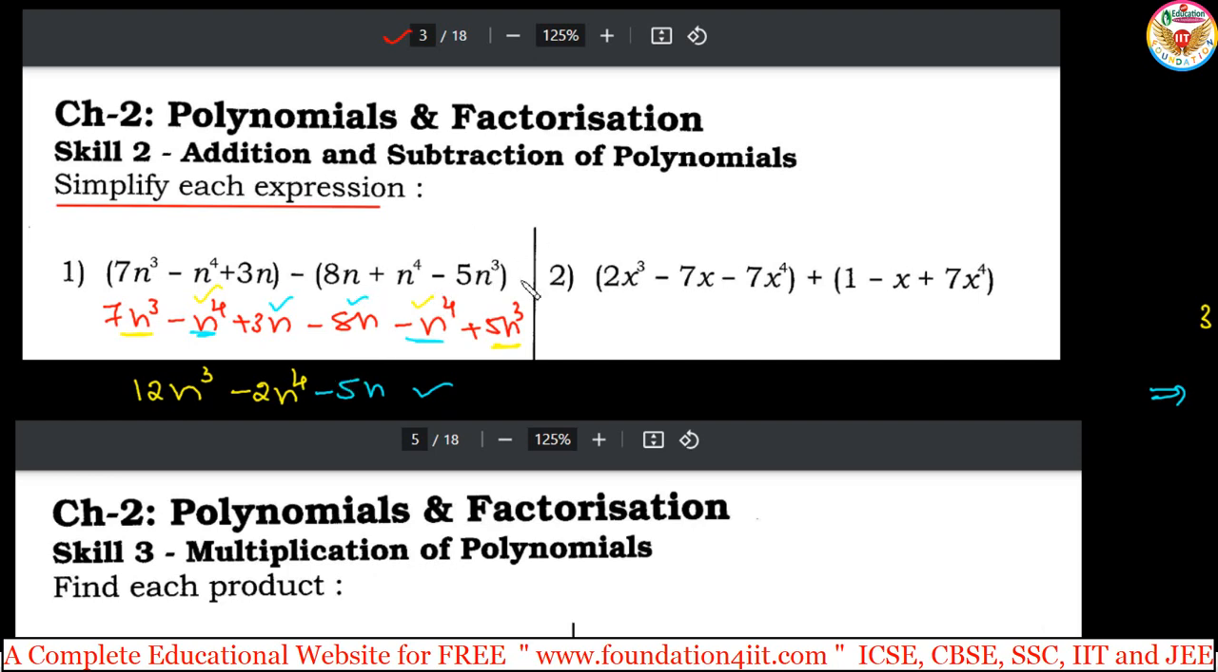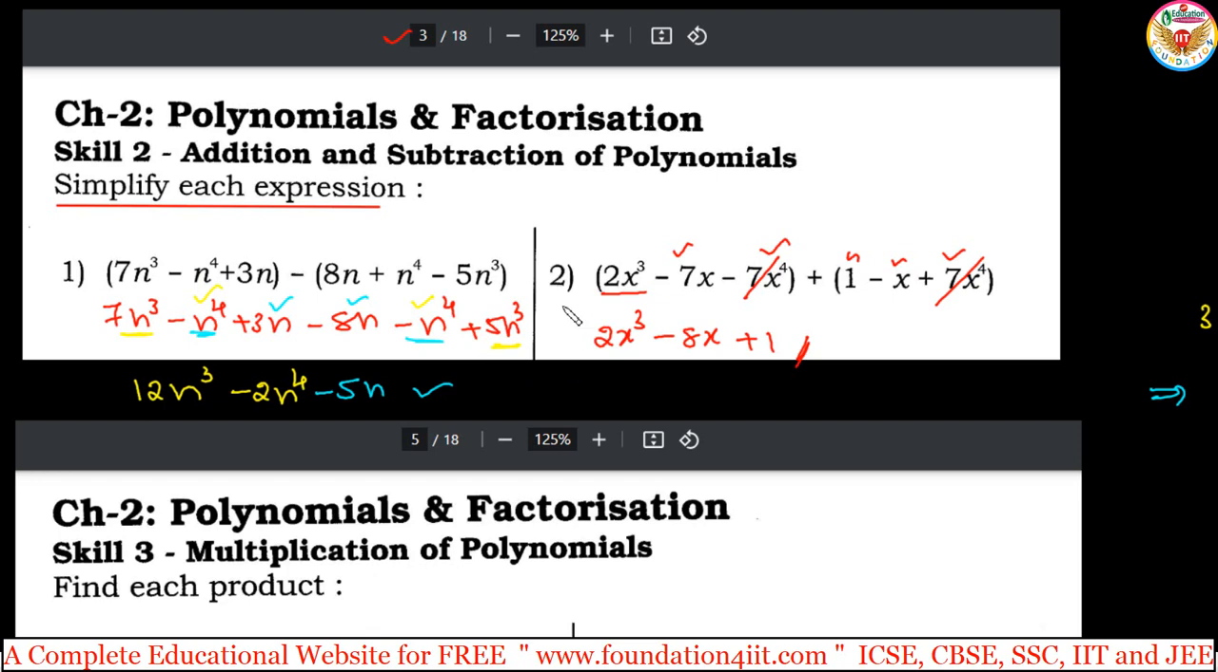If it is a plus sign between the brackets, no need to open, directly you can add. x cube terms, 2x cube, only one is there, so just write 2x cube. Next, x to the power 4 we have two terms, minus 7 plus 7. Minus 7 plus 7 is 0, so you can cancel those, no need of writing again. Next we have minus 7x minus x, so that is minus 8x. Next plus 1 is there, one more. So this is the addition of this, right?